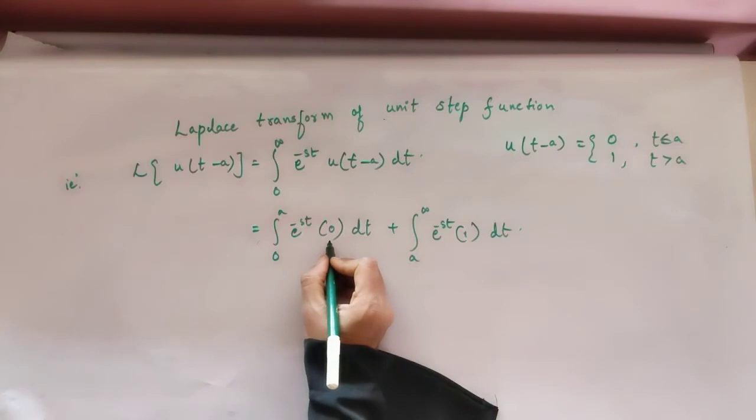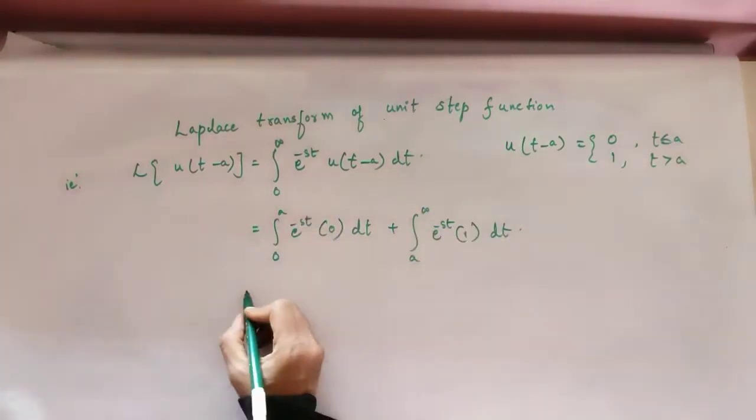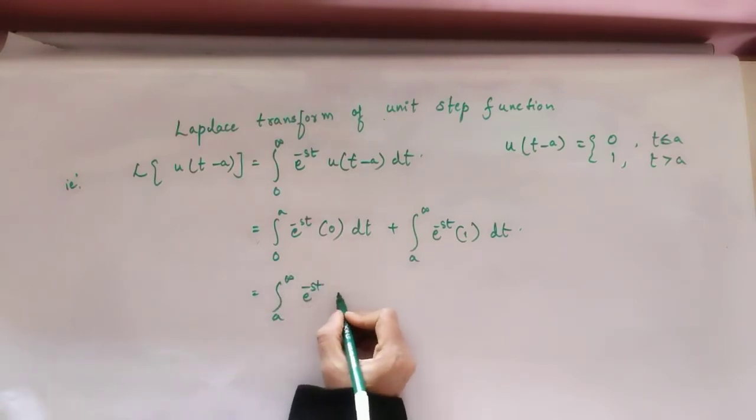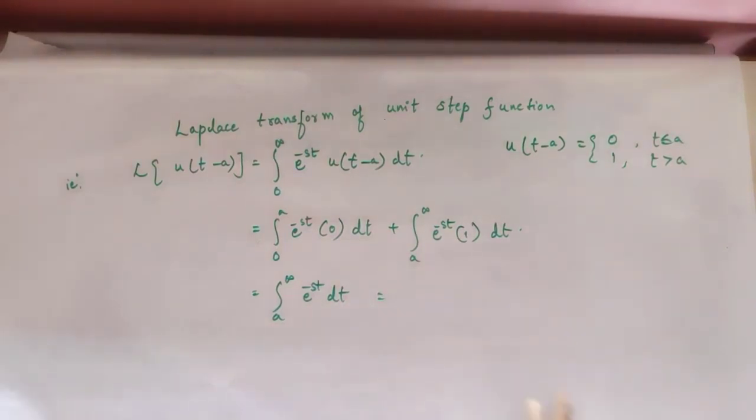Now the first part is already 0, which means the integral value will also be 0. So you'll be left with only one term, that is the integration from a to infinity of e to the power minus st dt, since into 1 it is dt only. Now let us integrate this.